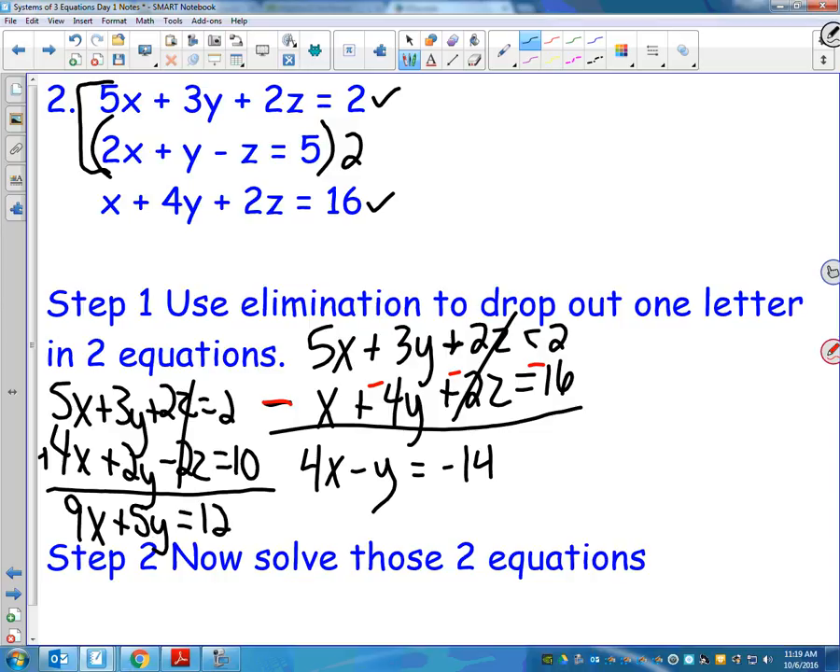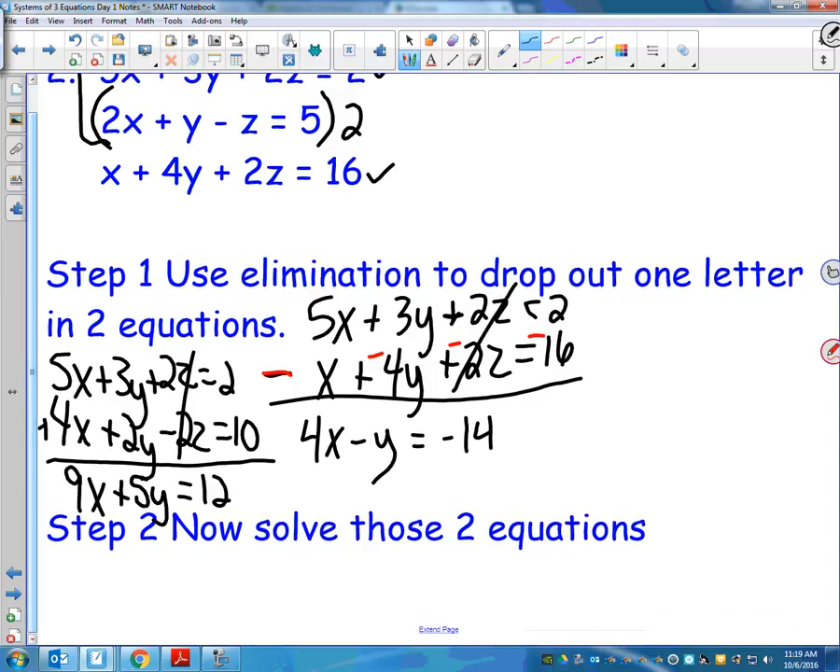So what I should have now, why I had to do this first step, is now I have 2 equations that should have the same letter. So I have an equation with xy, I have an equation with xy. So I dropped z out 2 times. Now, Angelina, can we go back and use these 2 equations and do what we've been doing this whole chapter? So now I can do elimination or substitution again and make the x's or the y's drop out. And solve that. And then plug it back in. And then plug that back in.